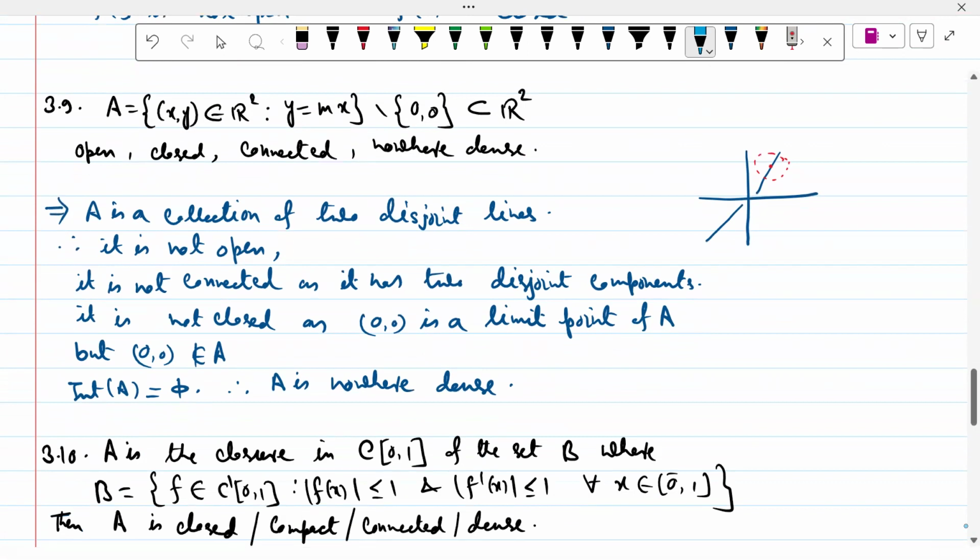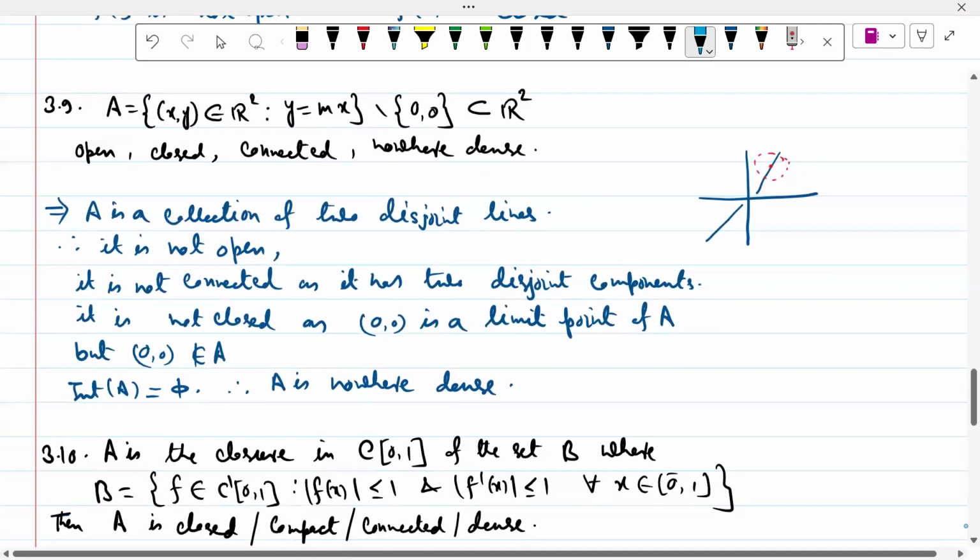This is the 9th question. So it is given A equal to (x,y) belongs to R^2 such that y equal to mx, excluding this (0,0), which is a subset of R^2, is open, closed, connected, nowhere dense. So look, y equal to mx is a straight line passing through the origin. So this point looks like this. This is a straight line passing through the origin, but 0 is taken out. So this has two disjoint components. So this is not connected. Also, this is not closed because (0,0) is a limit point. So (0,0) is a limit point. Therefore, it is not closed.